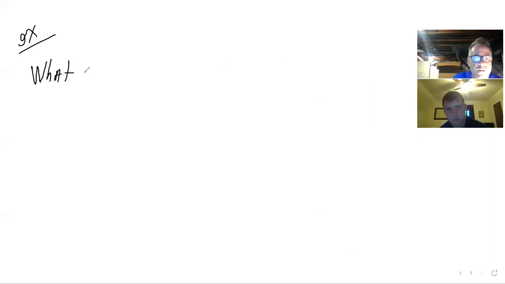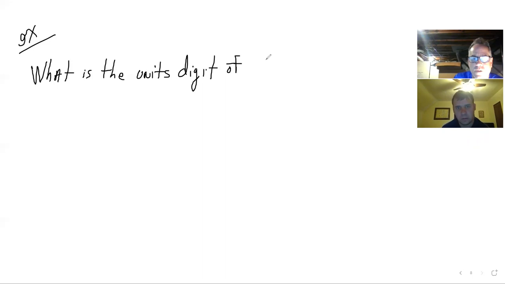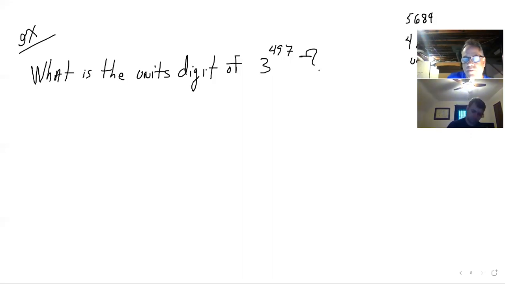What is the units digit of 3 to the power of 497? All right, step one of problem solving, understanding the problem. What's the units digit? That is the ones place. So if I give you a number of just 5,684, four is the units digit. Whatever's occupying the ones place, the very first digit.